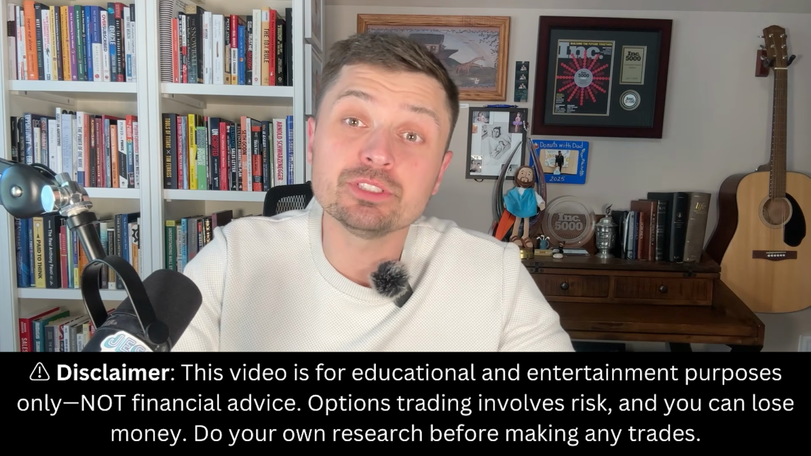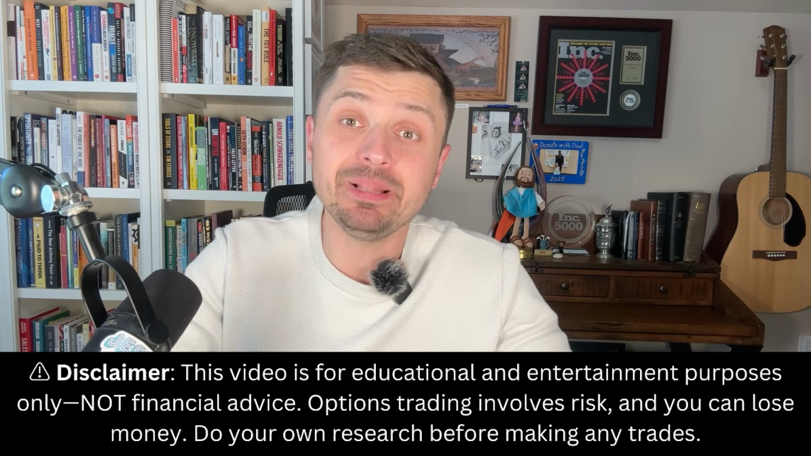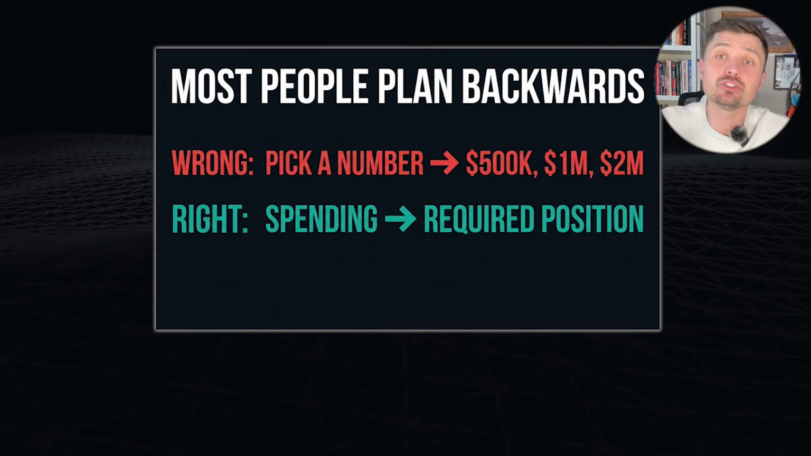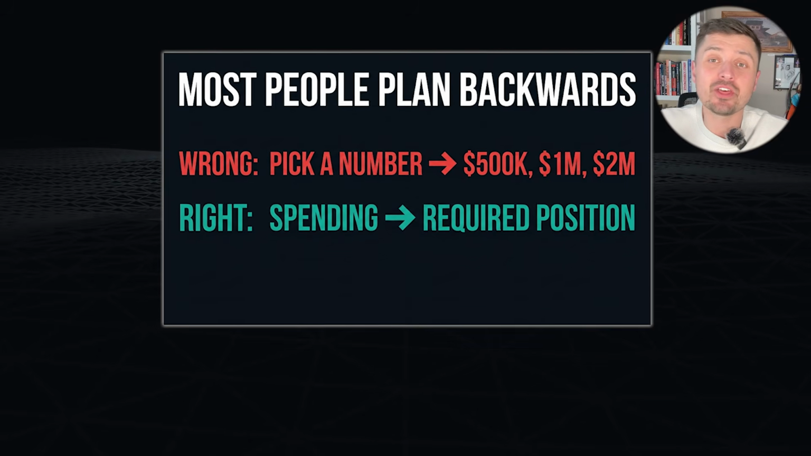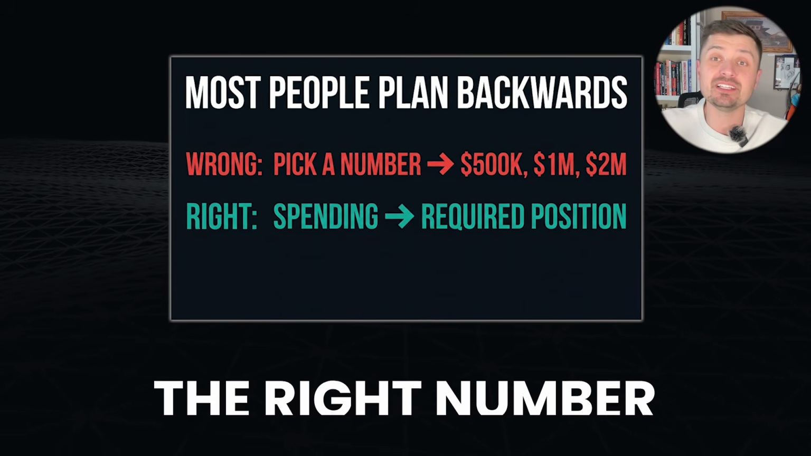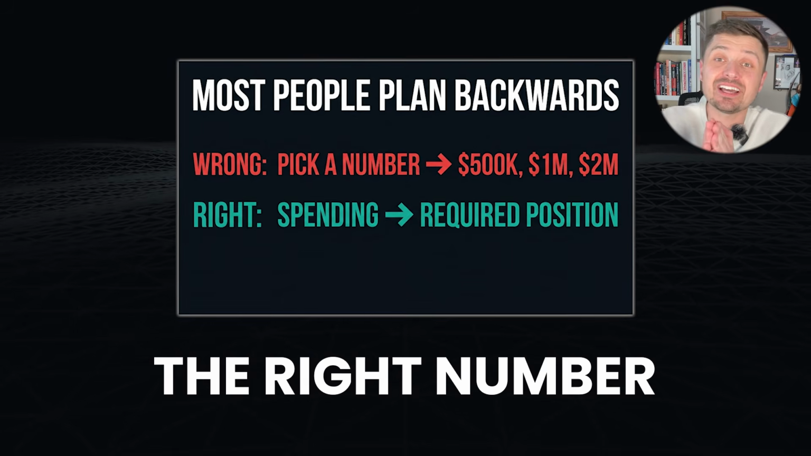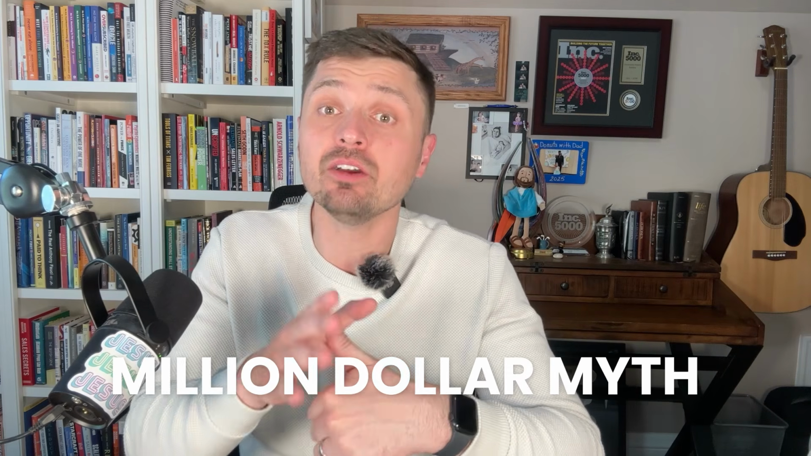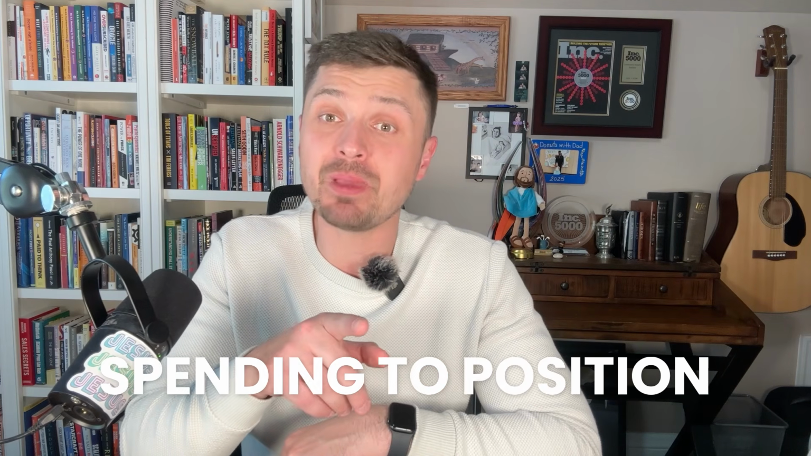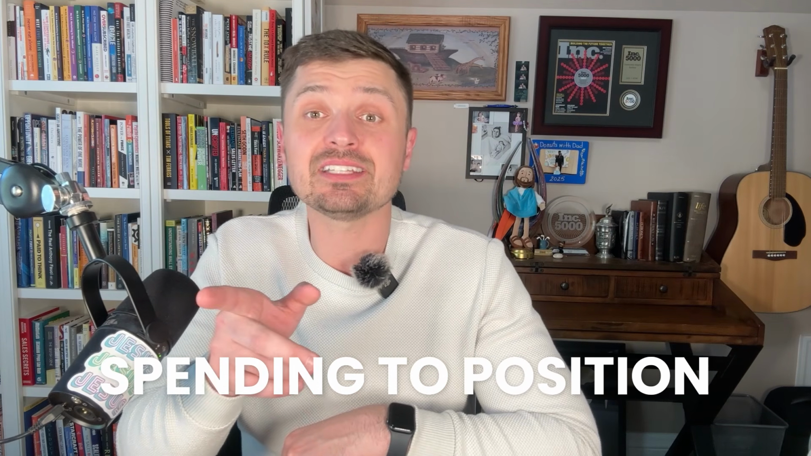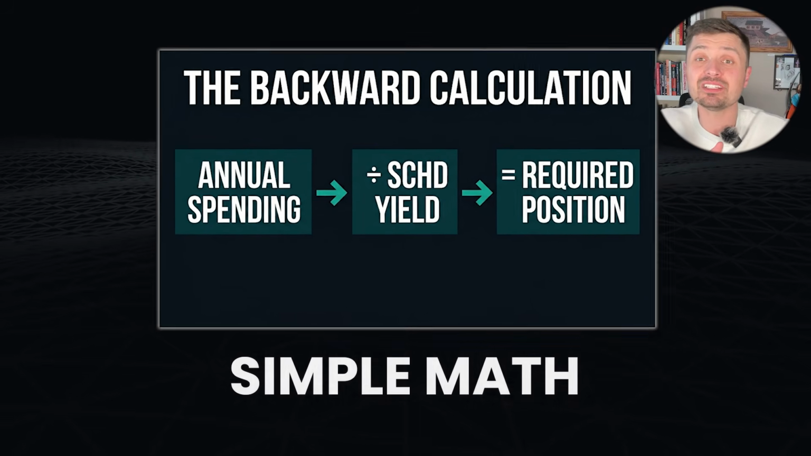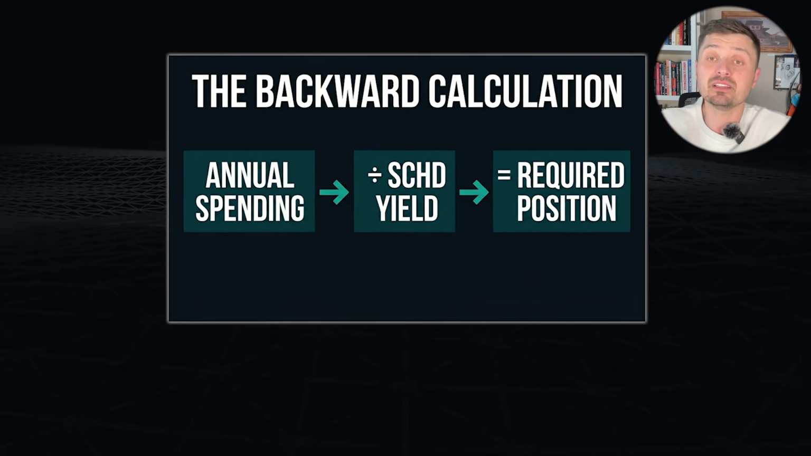So most people approach SCHD retirement planning completely backwards, right? They pick a random number, 500K, a million, 2 million, and ask whether that's enough. What they're missing is the right number depends entirely on what you need to live on, not what sounds like some $1 million milestone. And calculating that backwards from your spending to your required SCHD position is really some simple math that almost nobody does before they start investing in SCHD.